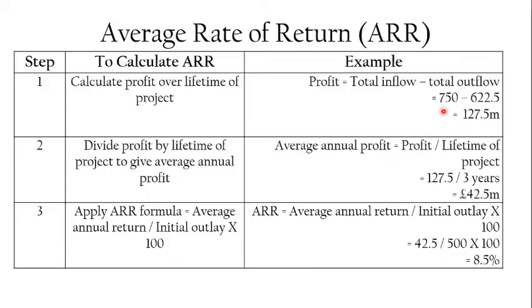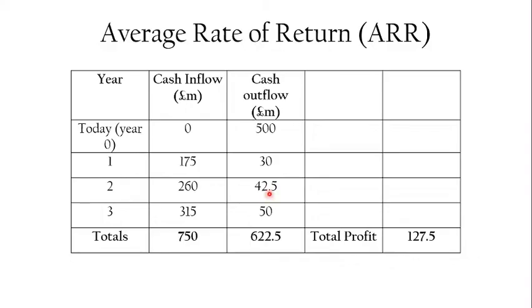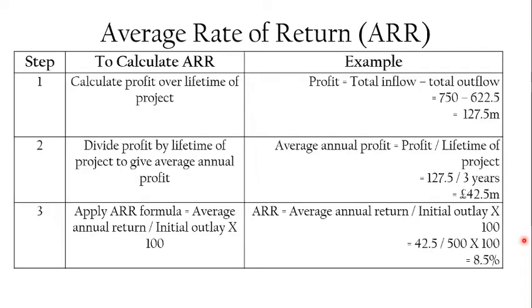Well, they might want to calculate the average rate of return. We've calculated the profit over the lifetime of the project. These are the 3 steps to calculate ARR. You first of all calculate profit. You then divide it by the lifetime of the project to give you the average profit per year. So because this £500 million investment is going to earn profits over the 3 years, we divide that 127.5 by 3. That gives us 42.5 million a year on average.